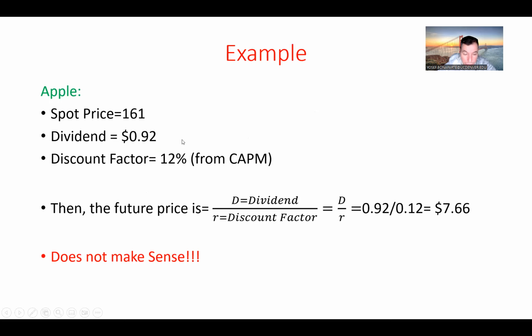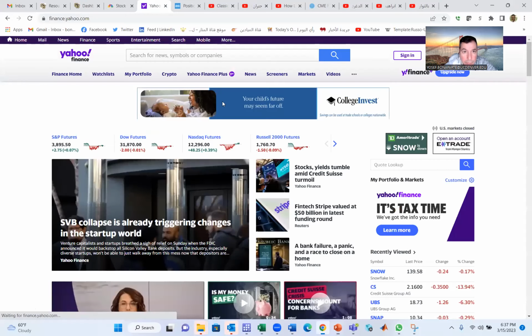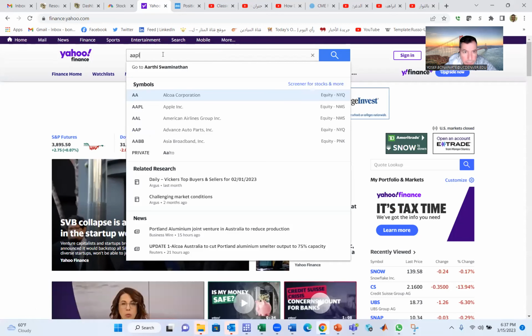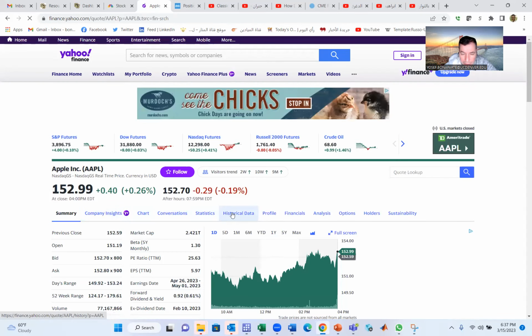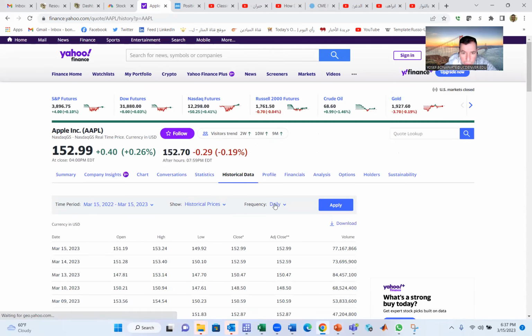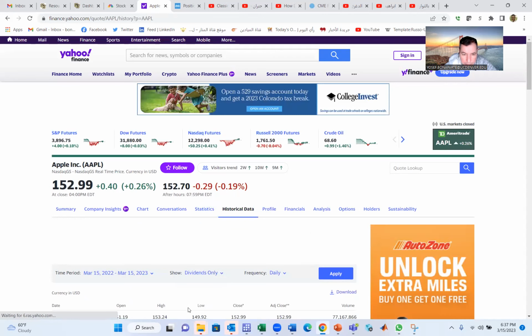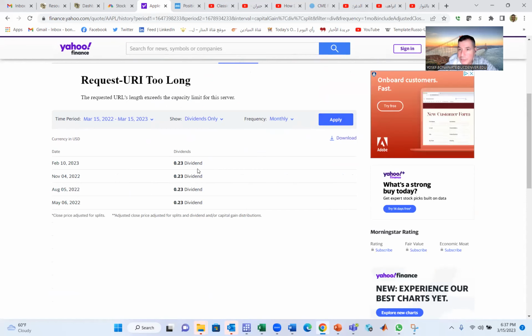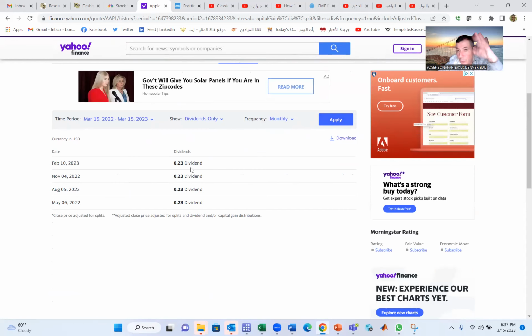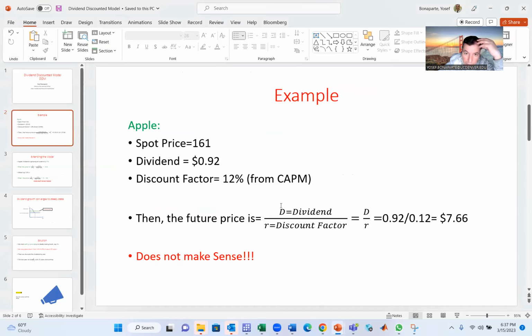And these are real numbers, by the way, 92 cents. If you go to Apple, AAPL, and you go to historical data, and you go to dividend, you see the dividend for Apple is 23 cents, multiplied by 4 quarters, each quarter, that will be 92 cents a year.